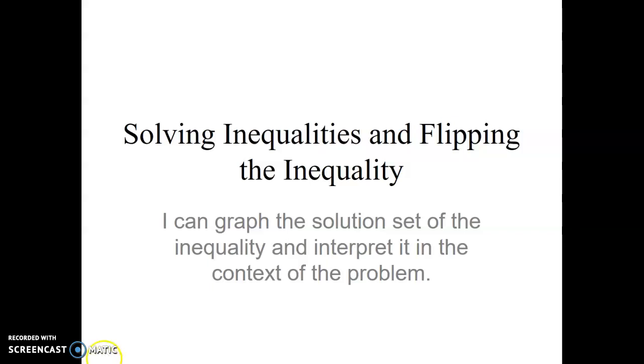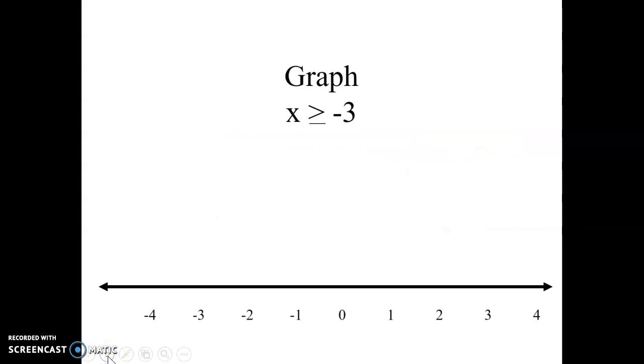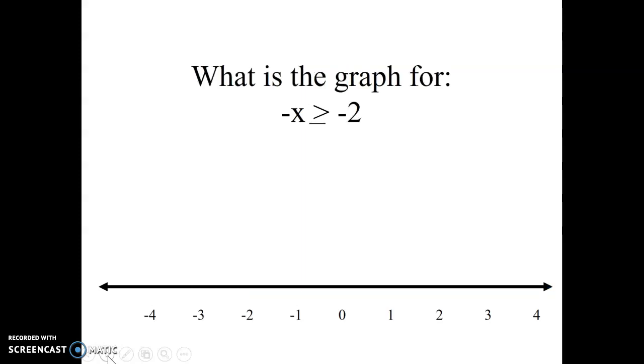So let's begin. When I am graphing an inequality, for example, x is greater than or equal to -3, I know that I need to put a closed circle at -3, and then I'm going to graph everything greater than -3. So -2, -1, 0, 1, 2, 3, 4, 5. All of those are bigger than -3. But let's look at this one. The opposite of x is greater than or equal to -2.